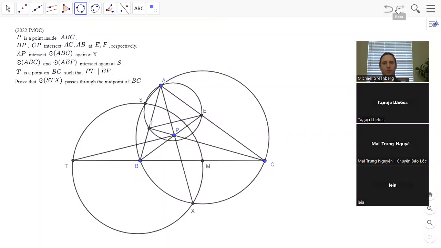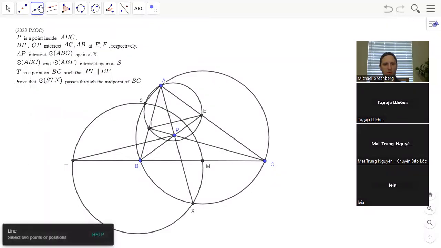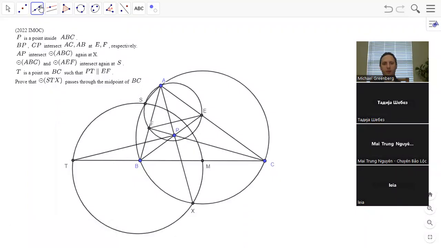Could we use power of a point? Can we use the power ratio lemma? Let's think what the best way would be. An angle chase. Kind of thinking power of a point might be good. It's just figuring out the right one to do.